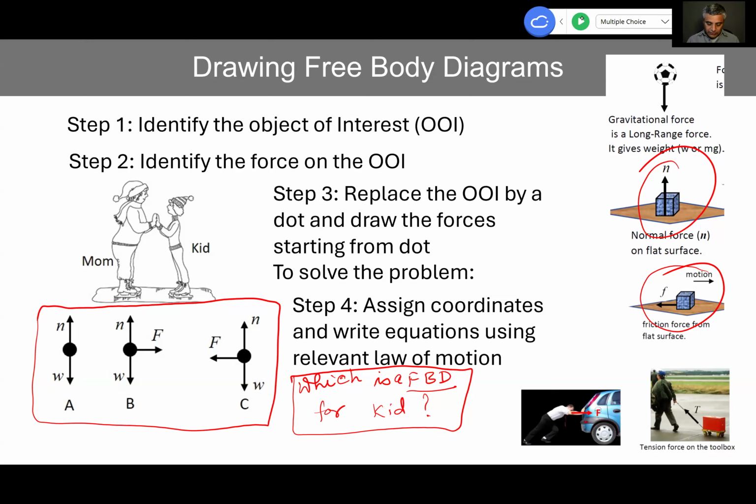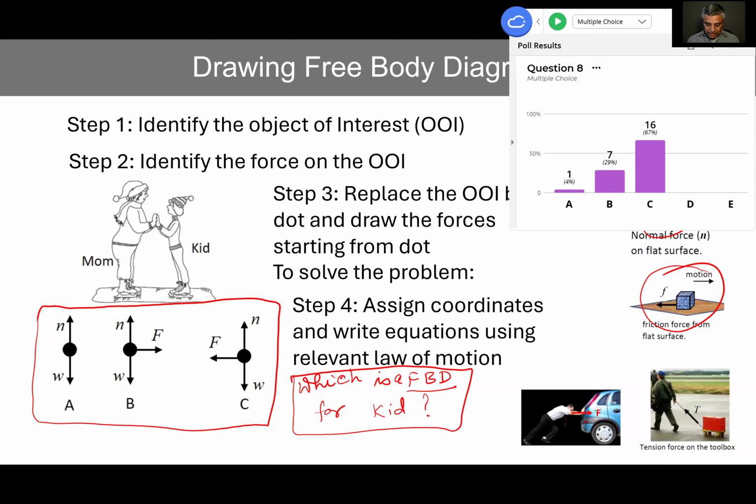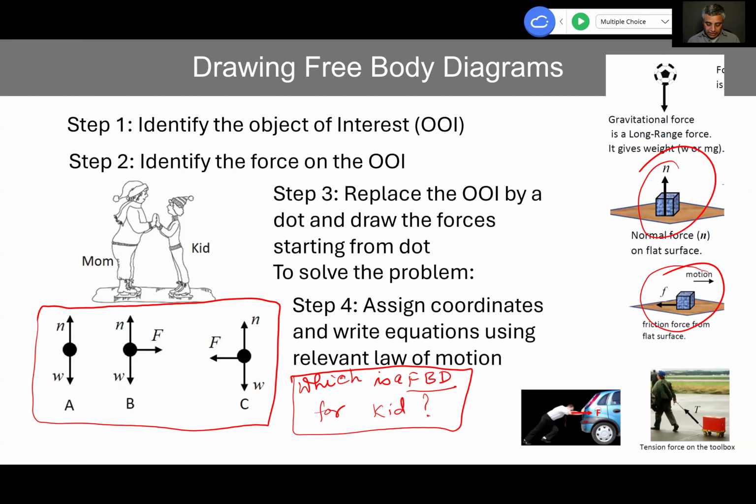Okay, let's see what we got here. So this is for kid. C is mostly chosen, but there is B as well. And okay, there is one response for A. So let's see which one is the correct answer.